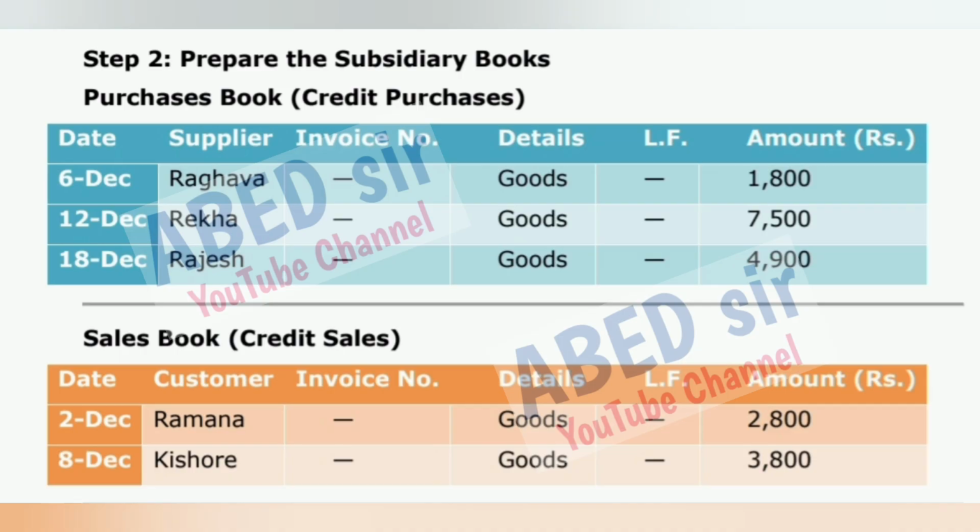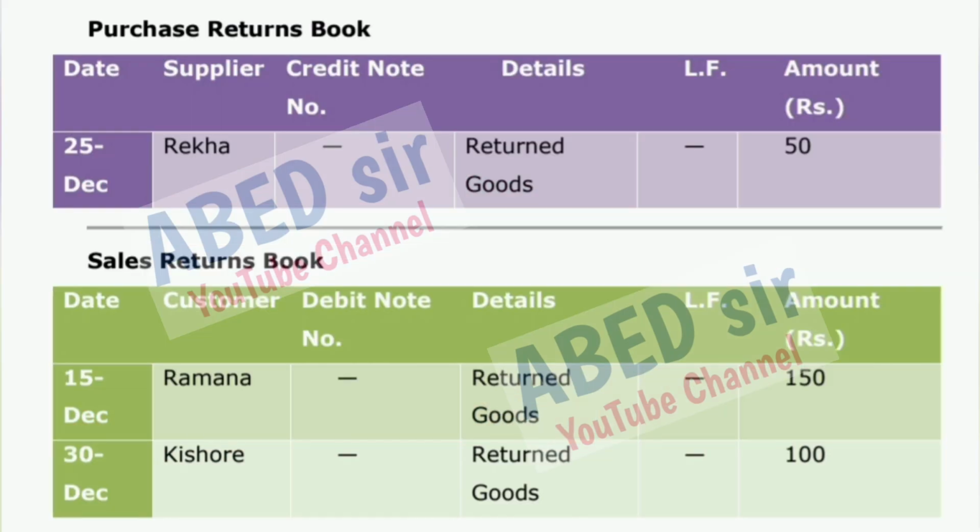Details, LF, amount Rs. 2nd December Ramana, goods, 2800. 8th December Kishore, goods, 3800. Purchase returns book. Date, supplier, credit note no. Details, LF, amount Rs. 25th December Rekha, returned goods 50.